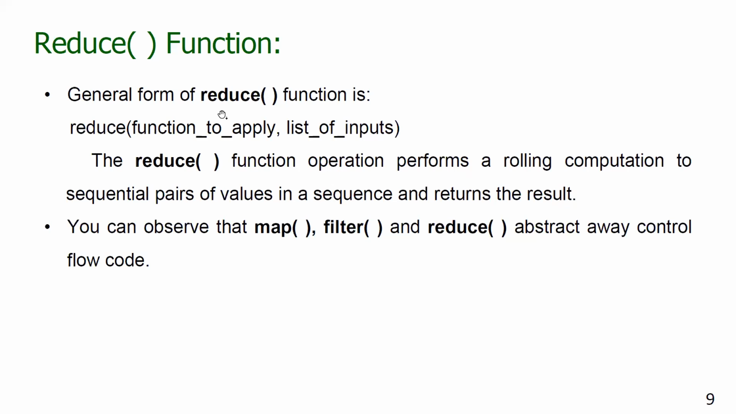Now this is the general form of the reduce function. That is, reduce is the keyword, then the function to apply and the list of inputs we have to pass. The reduce function performs a rolling computation on the sequential pairs of values in a sequence and returns the result. If we observe, map, filter and reduce abstract away the control flow of code.